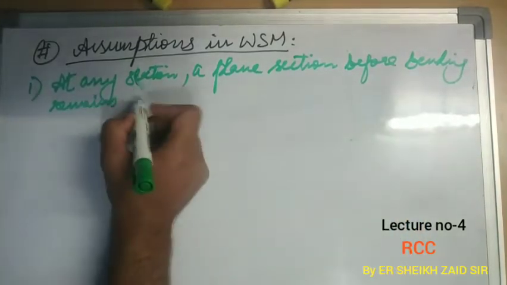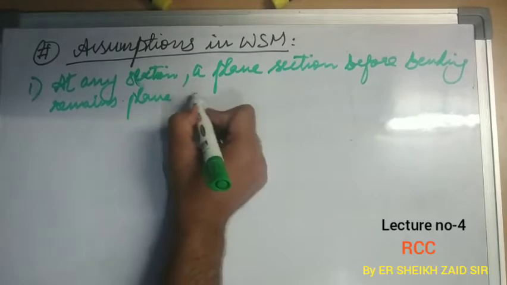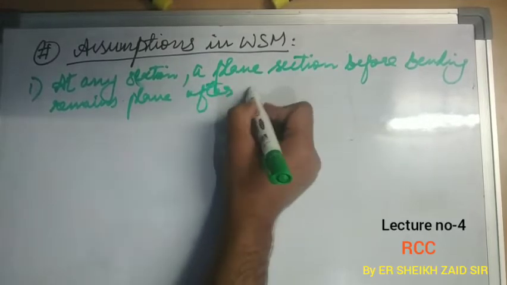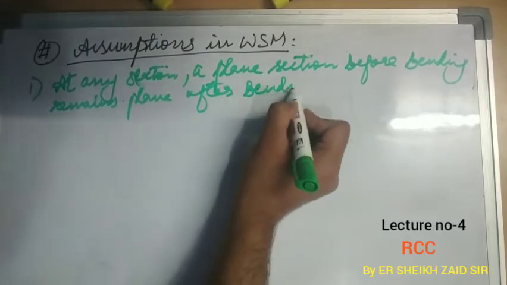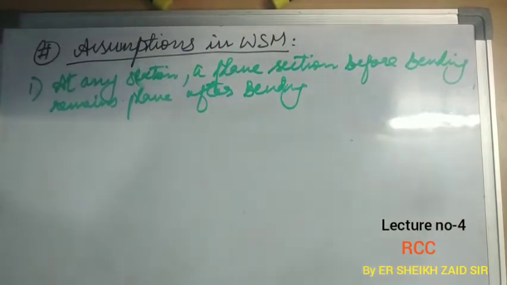A plane section remains plane after bending. Now, what does this assumption mean? The meaning of this assumption is that the strain diagram is linear for all sections subjected to bending. When a beam bends due to any moment or any other reason, strain values at every point are proportional to the distance of the points from the neutral axis.